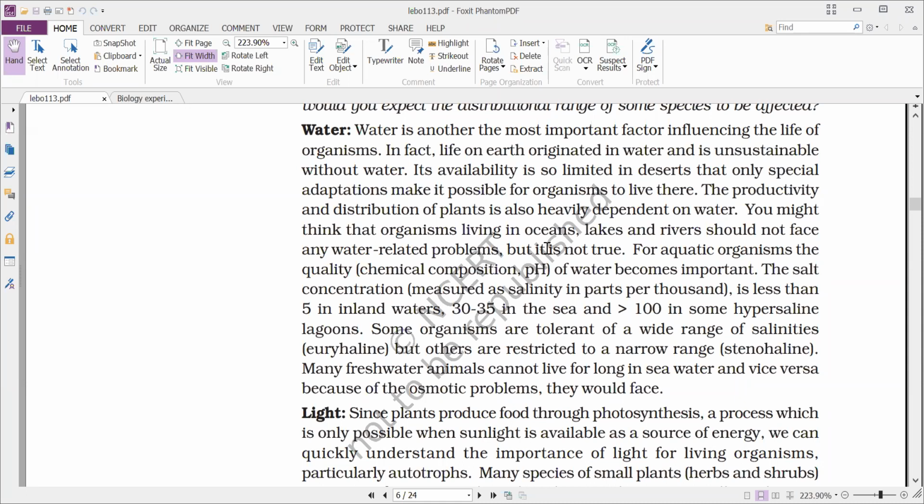Okay, and next, life is unsustainable without water. That means we cannot survive without water. We can't survive without water. And next, when you observe here, its availability is so limited in deserts that only special adaptations make it possible for organisms to live there.